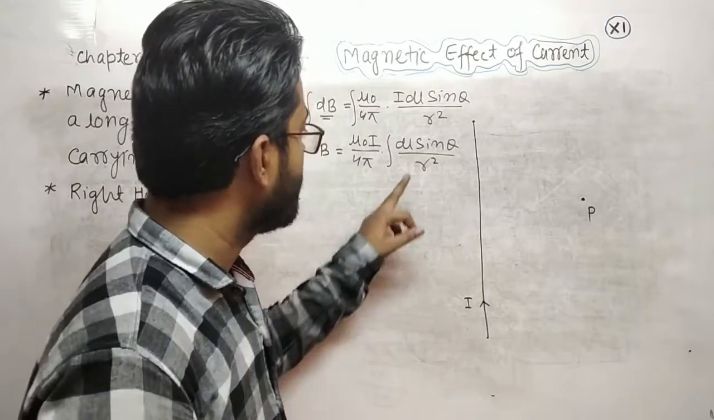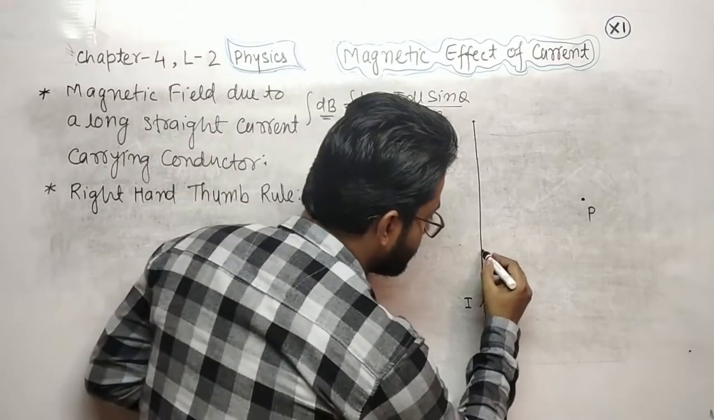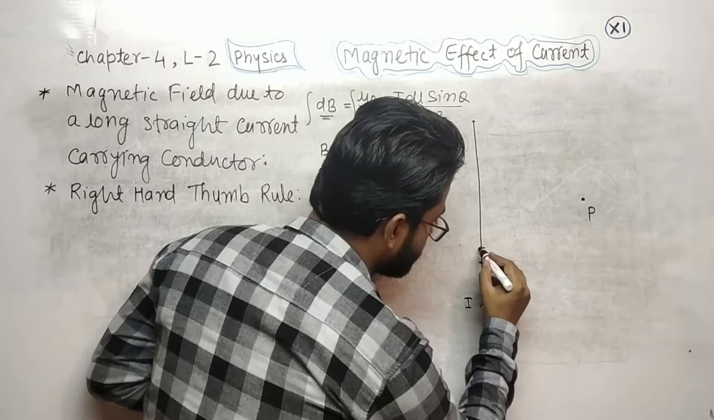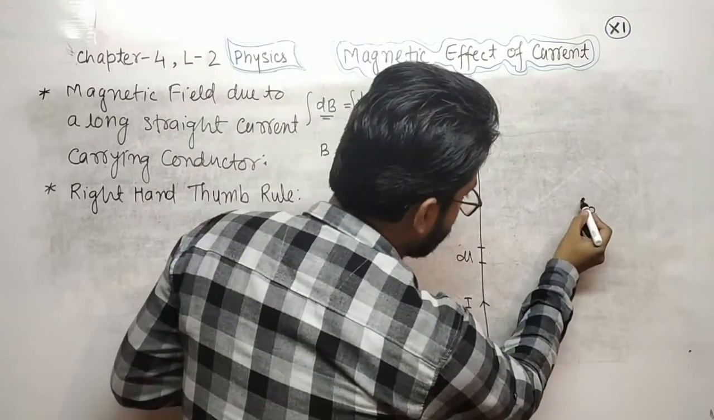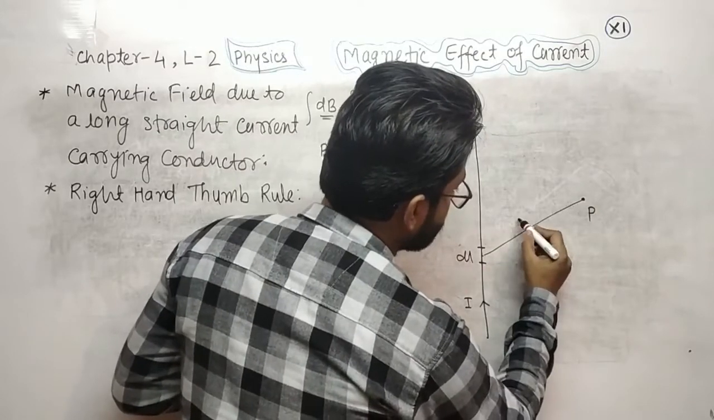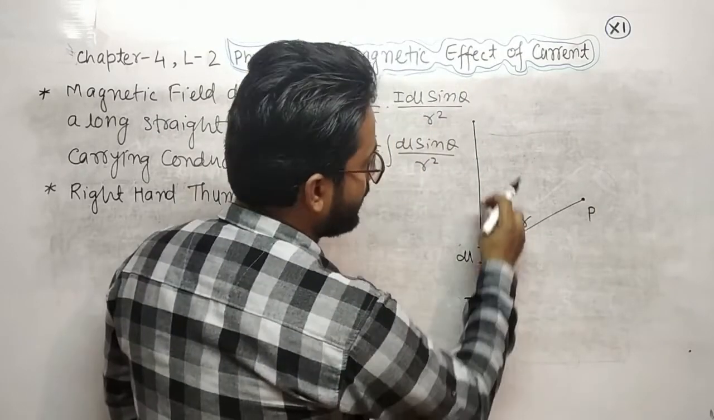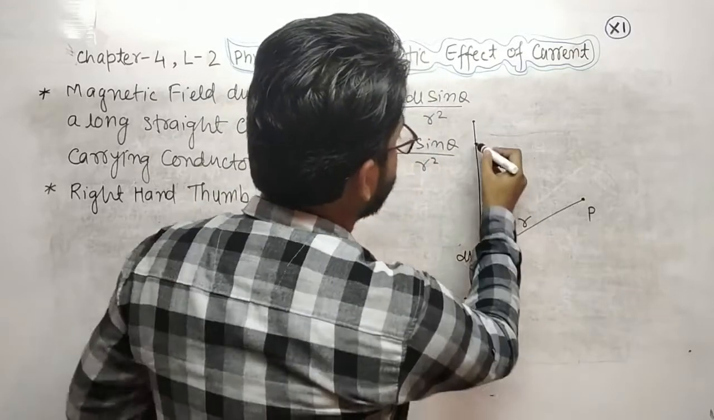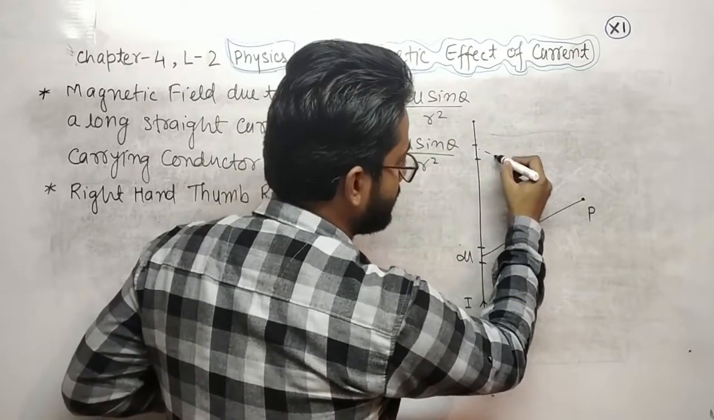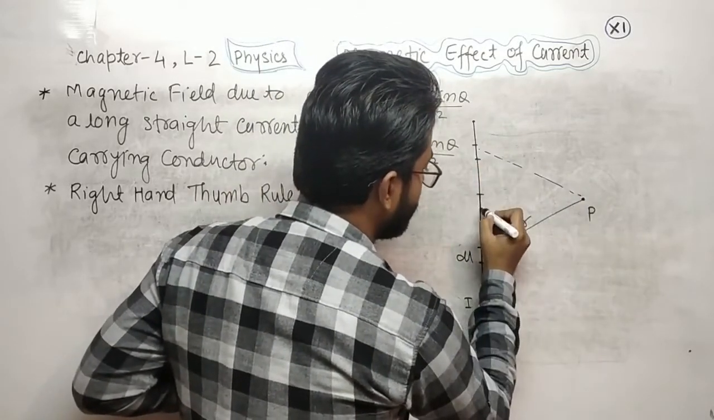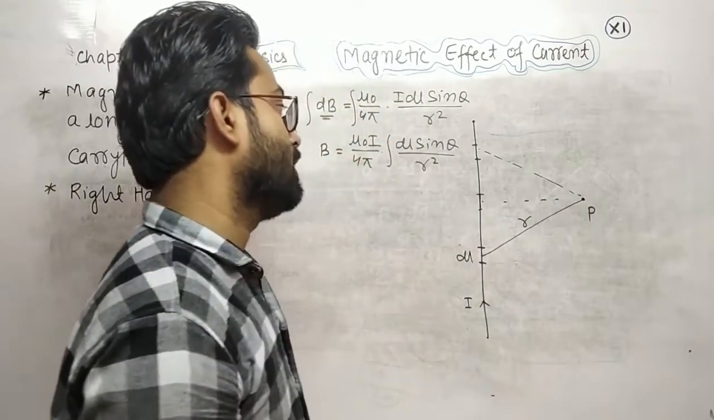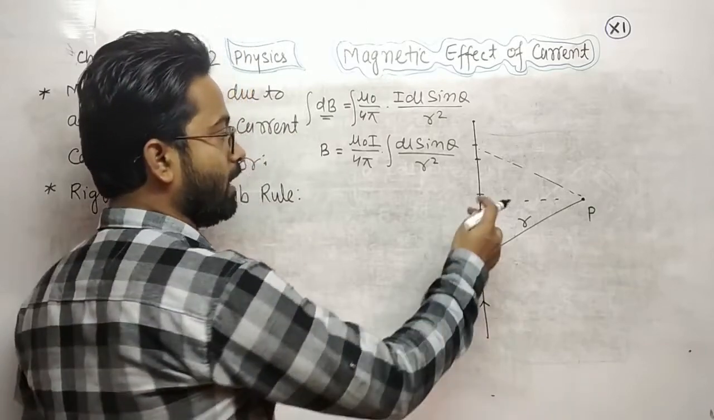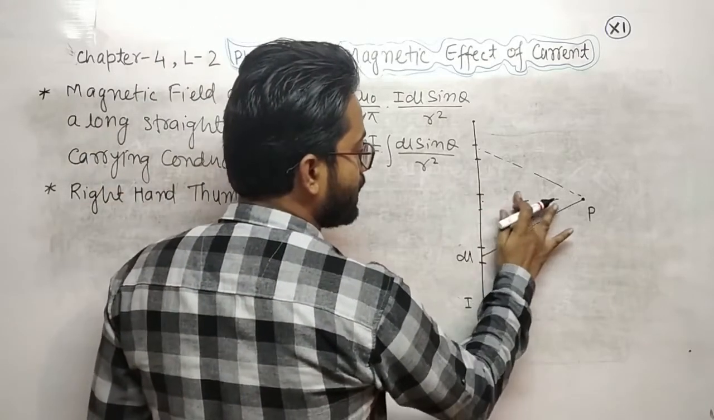Why? Because if we take this particular element dl, the distance r will be this. If we take that particular element here, r will be different. If we take it here, r will be different. That means we have different r, so r is variable.